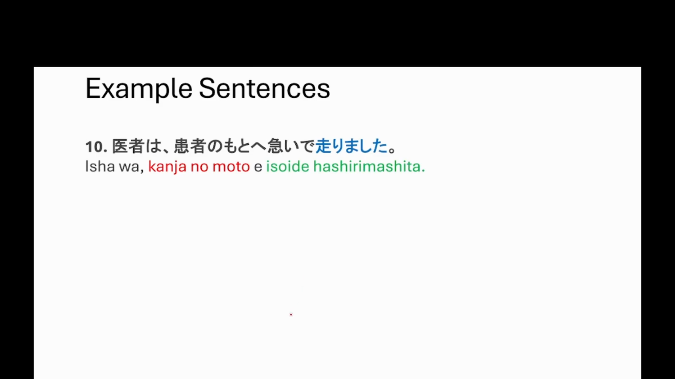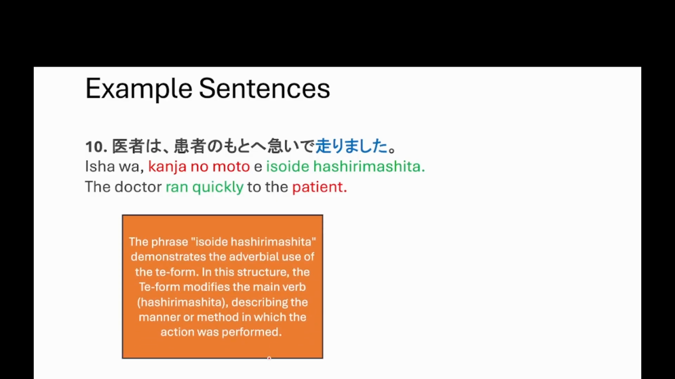Okay, so the next sentence is Isha wa kanja no moto e isoide hashirimashita. The doctor ran quickly to the patient. So here, the phrase isoide hashirimashita demonstrates the adverbial use of the te form. In this structure, the te form, which is isoide, modifies the main verb, which is hashirimashita. This is similar to the previous example. It's just that here they are close together or beside each other, unlike a while ago when there were objects and particles in between the te form and the verb.